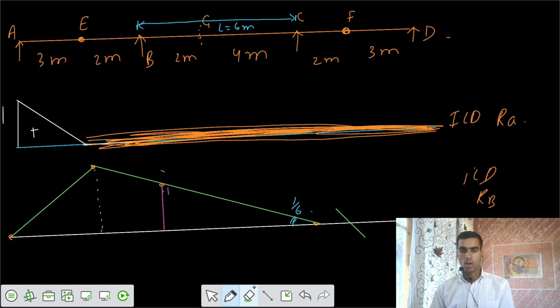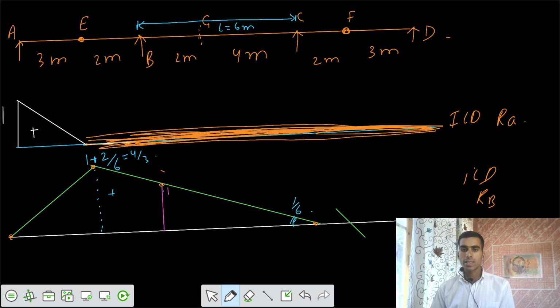And if I get an ordinate of 1 per length of 6, then accordingly I can write this part is equal to 1 plus 2 by 6, that's 1.33, or we can write 4 by 3. That is an ordinate of 4 by 3 here, and this is positive.